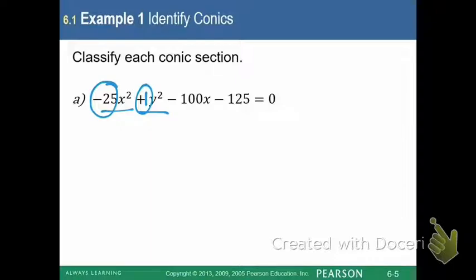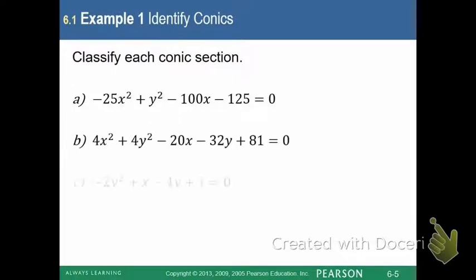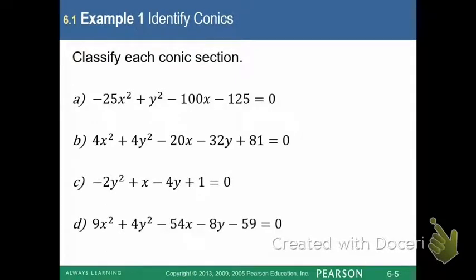Here I have a negative 25 and a positive 1. Those are different signs, a negative and a positive. So I know that this has to be a hyperbola. Remember, in the equation of the hyperbola, you're always subtracting, right? So that's why this has to be a hyperbola. If they're the same sign, even if they're both negative, I can divide that over, and that's when I would get an ellipse. So I'm going to throw the rest of them up here. But for this first one, this was a hyperbola.